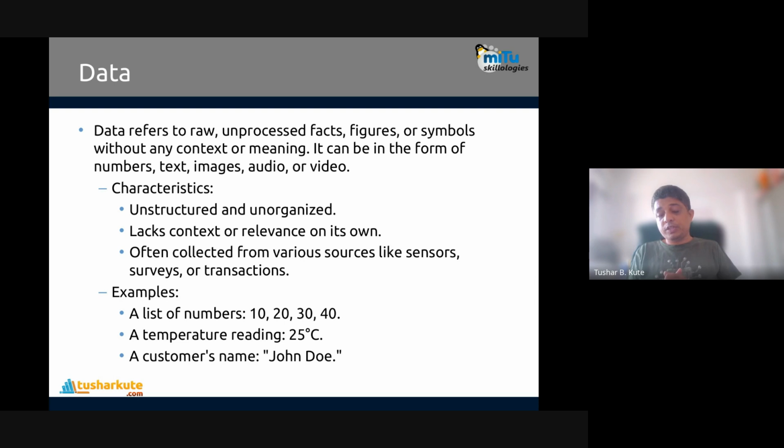See the examples which are given there. A list of numbers can be data. A temperature reading is data. A customer's name, John Doe, is data. An image file, audio file, video file. How we are communicating through this video conferencing is also data. So everything is data. But from data, basically, other things are derived.